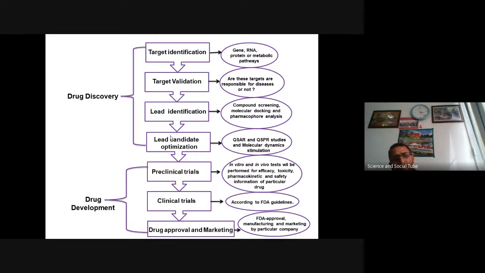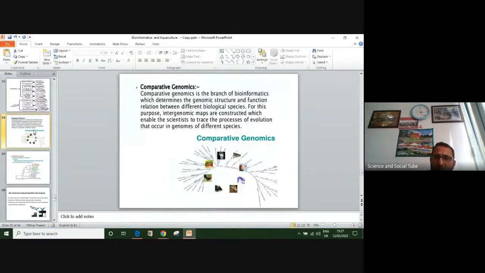It's the normal process for drug development, which normally takes nearly 10 to 15 years. But up to the lead candidate optimization, you can do everything in silico. You can use bioinformatics tools nowadays easily to find out these things, and you can reduce the time. From this onwards, you will go for the preclinical and clinical trials and drug approval. For the clinical and preclinical trials, you have to go for wet lab experiments, you have to check the efficacy, and you have to check the data which has been generated by bioinformatics software or computational biology techniques. So this is the normal procedure to find out drugs for any particular disease.